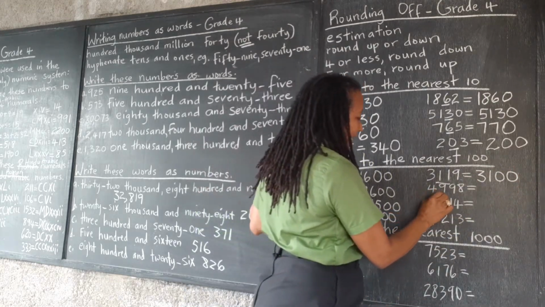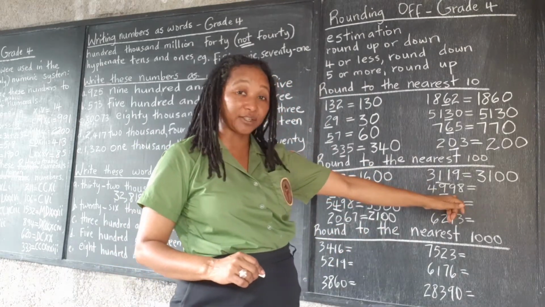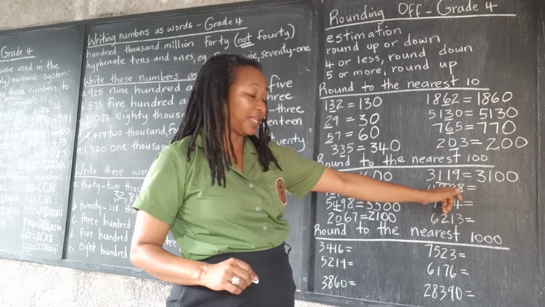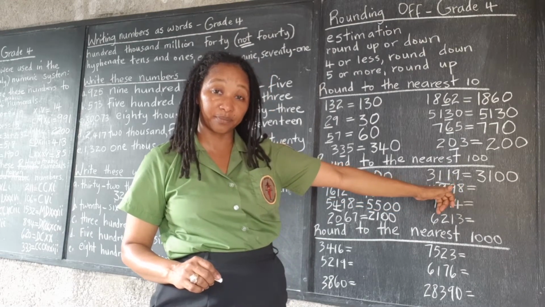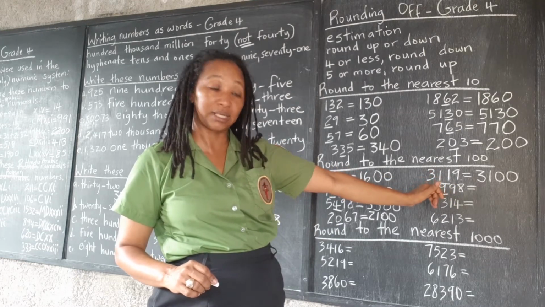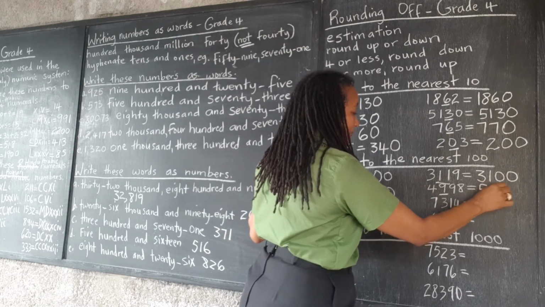Now look at this one. 9 is in the 100 place. 9 is to the right of it, so we know we're going to add 1. But when we add 1, this now becomes 10. So we'll have to put it over to the 1,000 place. So what this becomes is 5,000.